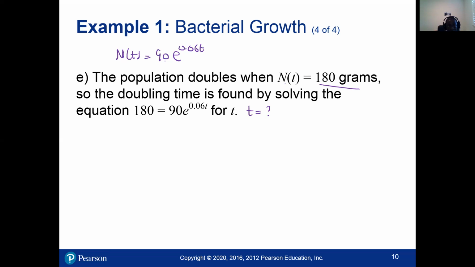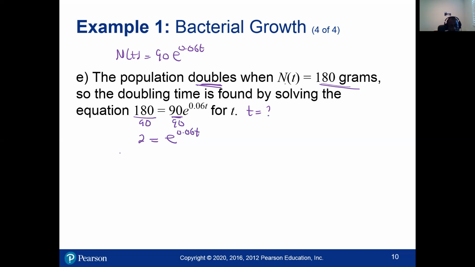In this case, what is T when it doubles? The initial value is what? Okay, if it doubles, that's the key. Initial amount is 90. So if it doubles, that'll be 180 grams. So we set this and solve. Divide both sides by 90. Then you have 2 is equal to e raised to 0.06 T.